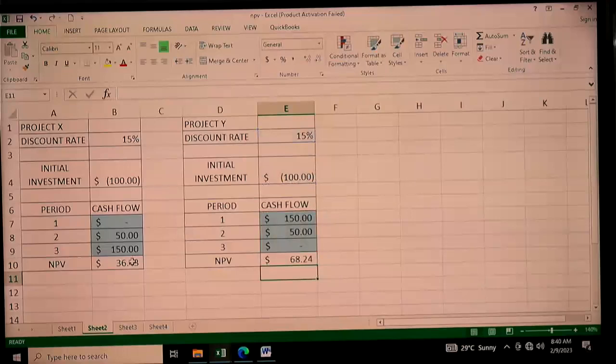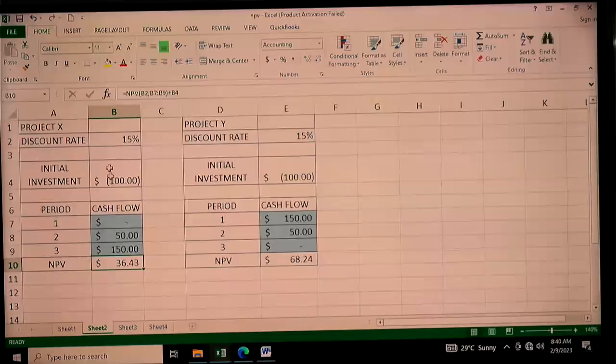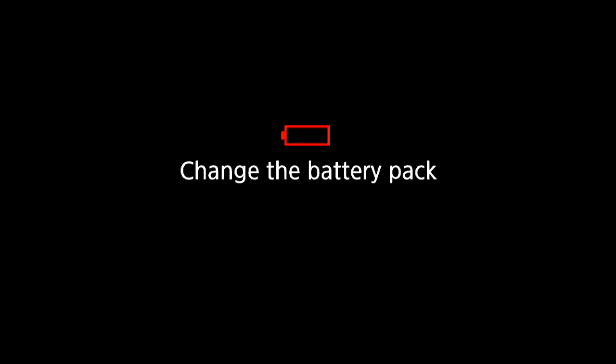After embedding the two formulas in our worksheet, you will realize that the net present value of the first project X is lower than the net present value of the second project Y. So it is lower than that.